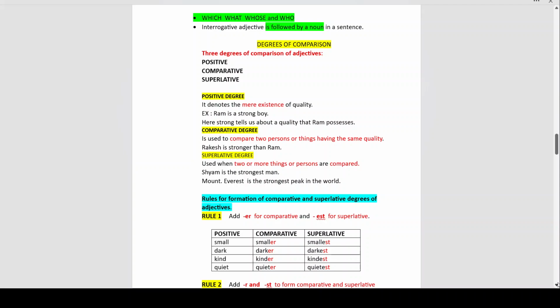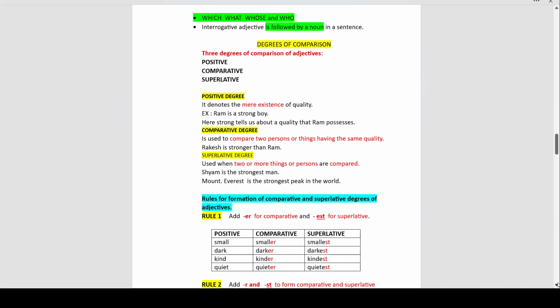Example, Ram is a strong boy. Now, what is the positive degree over here? Strong. Strong tells us about the quality that Ram possesses, or the adjective. What kind of quality does Ram have? He is a strong boy. So the word which describes Ram as a boy is strong.